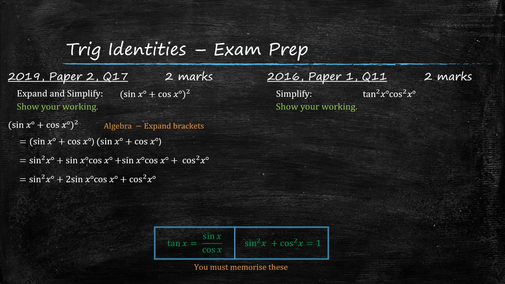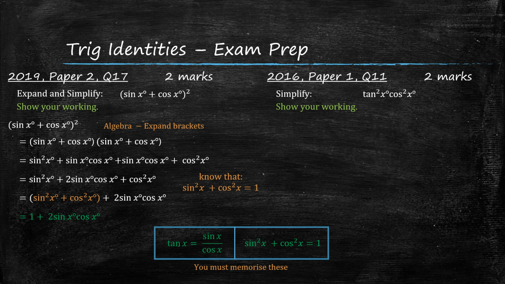Now going back to our answer so far, sin squared x plus 2 sin x cos x plus cos squared x, we know that sin squared x plus cos squared x equals 1. So let's rearrange our answer so far, and we get sin squared x plus cos squared x plus 2 sin x cos x. Now we can substitute in the 1, and this gives us 1 plus 2 sin x cos x, which is our answer.